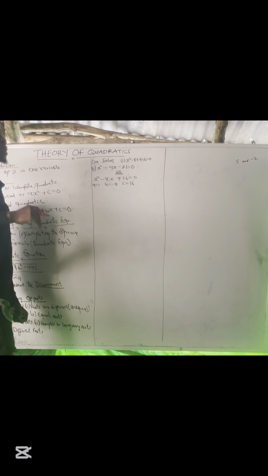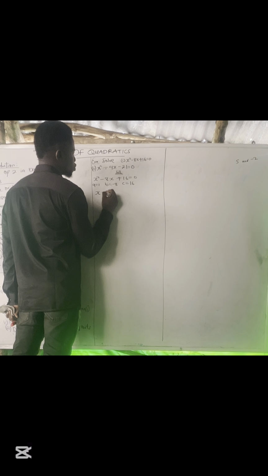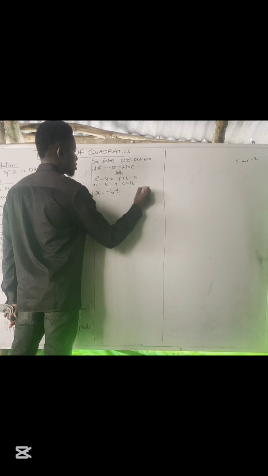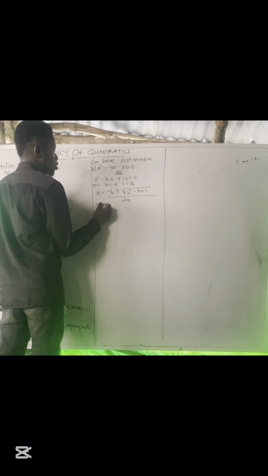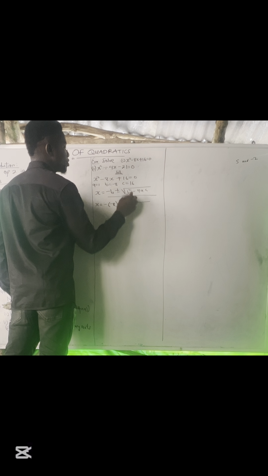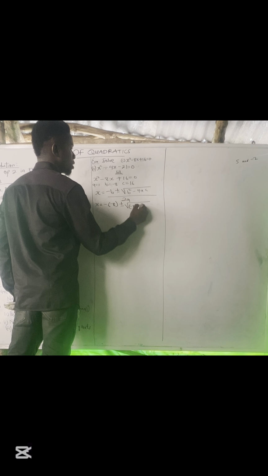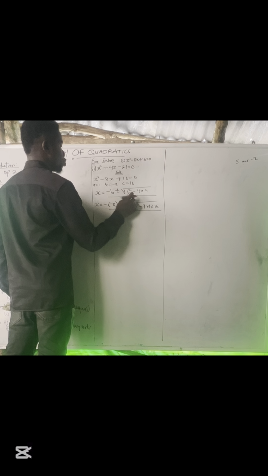So if we want to solve a quadratic equation to be precise, we can use the almighty formula method. The formula is x is equal to minus b plus or minus square root b squared minus 4ac, all over 2a. Then x is equal to minus b. Our b is minus 8, that is minus 8 plus or minus square root of minus 8 all squared minus 4 times 1 times c. Our c is 16, all over 2a, 2 times 1.